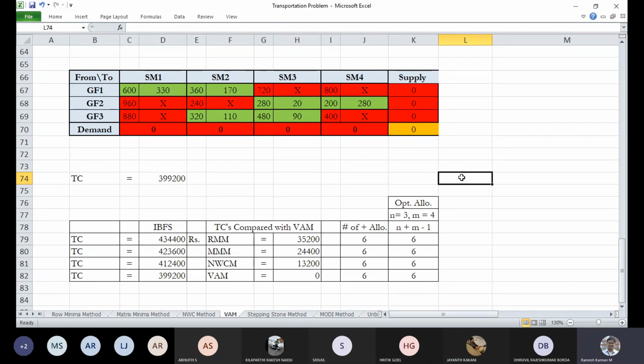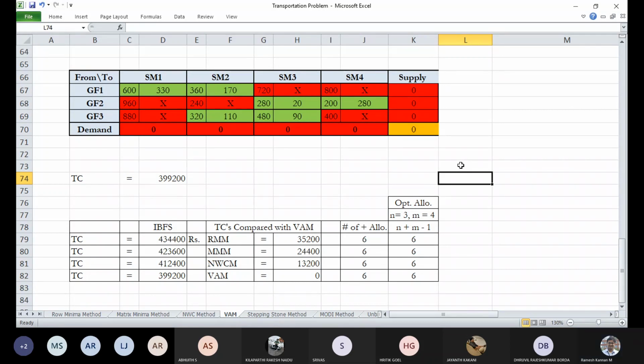Now we'll be looking into the optimal solution, right? There are two methods. You can choose any one. Both yield the same value, so you don't have to worry about that. Let's dive into the optimal method to find the optimal transportation allocation or transportation cost.